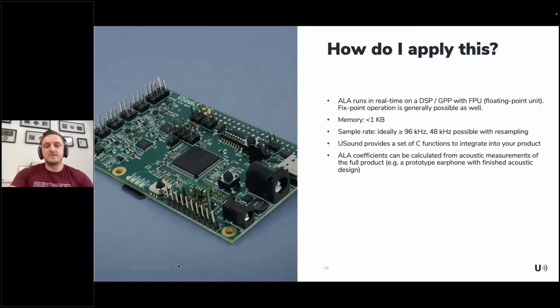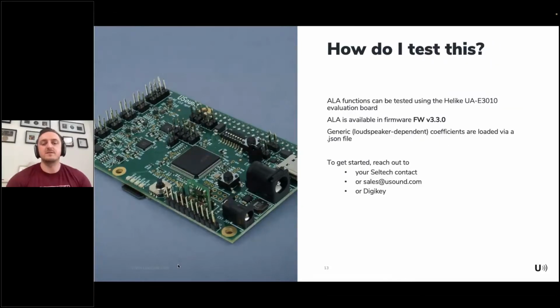And of course, you ask next, how can you test this before you apply for a license for the ALA? You can test this linearization algorithm by using our standard evaluation board, the Helike UAE 3010. At any firmware starting at 3.3.0 and up, the ALA is available, and the loudspeaker dependent coefficients are loaded via a JSON file. Now those will be generic coefficients, so coefficients for a specific loudspeaker model. They will not be optimized for your final application. If you send us your prototype, or if you send us measurements of the prototype, then we can calculate coefficients specifically for your prototype, but for general evaluation, those generic coefficients will do fine.